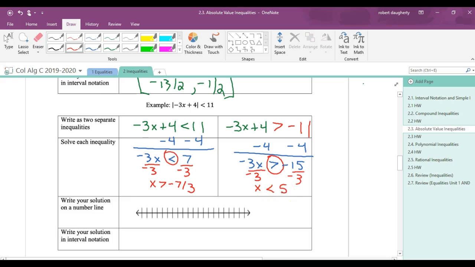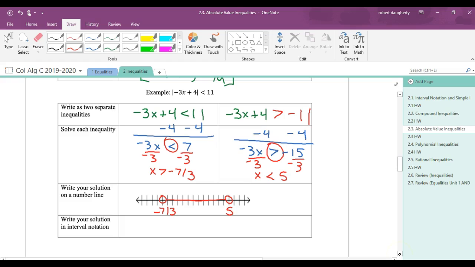So which of those numbers is the smallest? Yeah, -7/3. So this is -7/3 right here. This is 5 over here. You understand, I'm not being exact here. I'm just picking relative spaces. What kind of circles? Open circles, okay? And where do I shade? In between them, okay? How many intervals is that? One interval. It's the interval from where to where? Yeah, -7/3 to 5 with what kind of enclosures? Parentheses, okay?